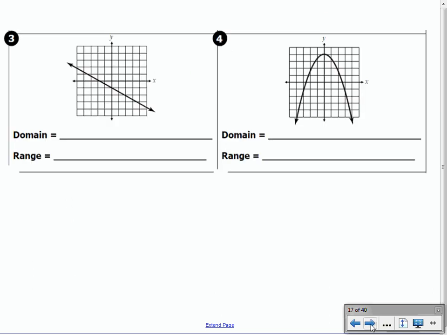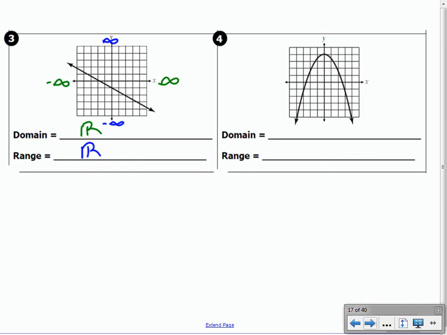All right, number 3, we have a nice line here. So if you look, each side has an arrow. The left side is going left and up forever. The right side is going right and down forever. So that means our x values are going all the way from -infinity to +infinity, giving us a domain of all real numbers. Now, similarly, the y values are going down forever and up forever, making the range all real numbers as well.